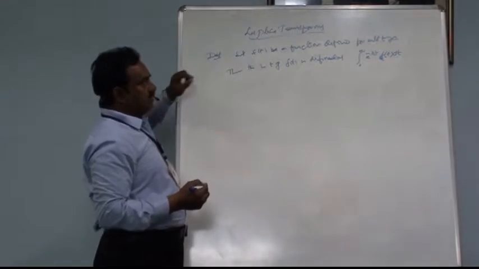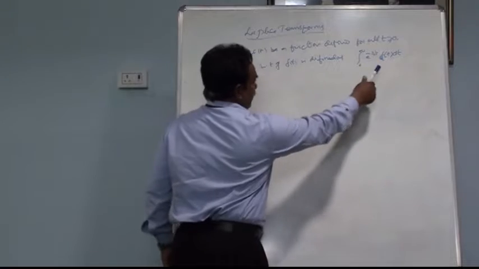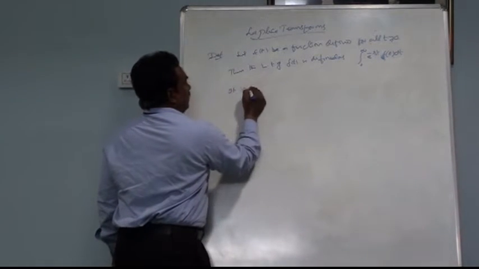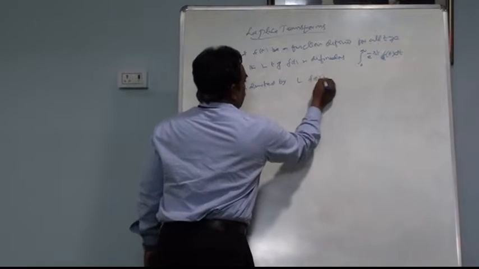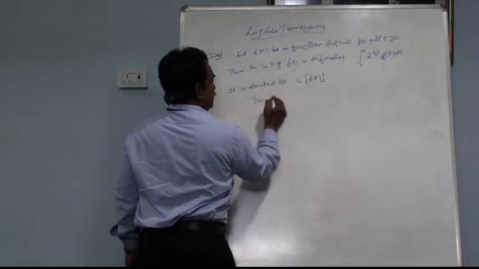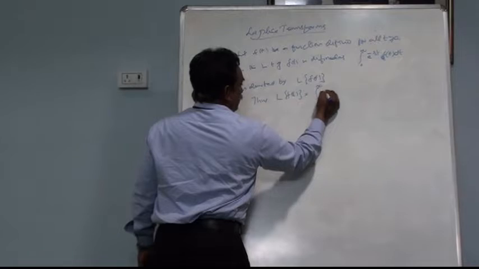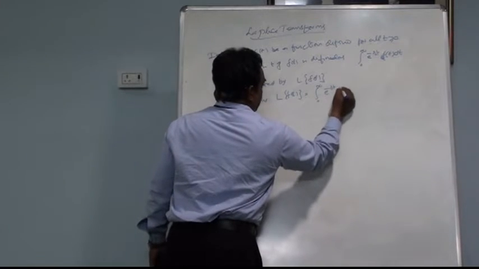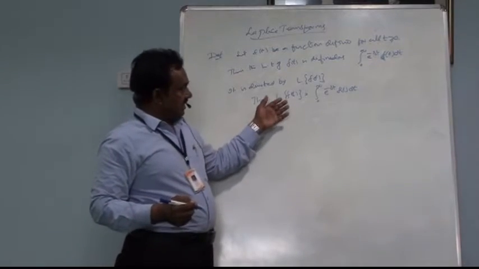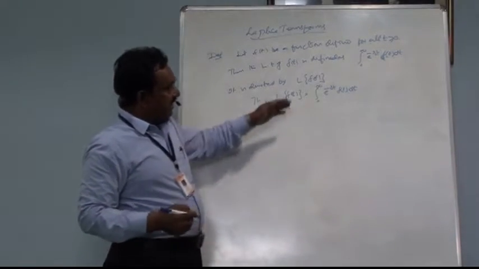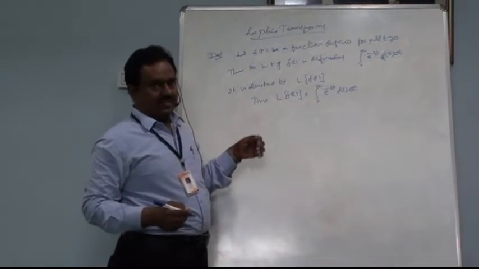That is, Laplace transform of f of t is defined as integral 0 to infinity e power minus st f of t. It is denoted by L of f t. Thus, L of f t is equal to integral 0 to infinity e power minus st f of t dt. See, the Laplace transformation of a function is defined when the integral exists. If the integral exists, then only Laplace transform is defined, otherwise not defined.